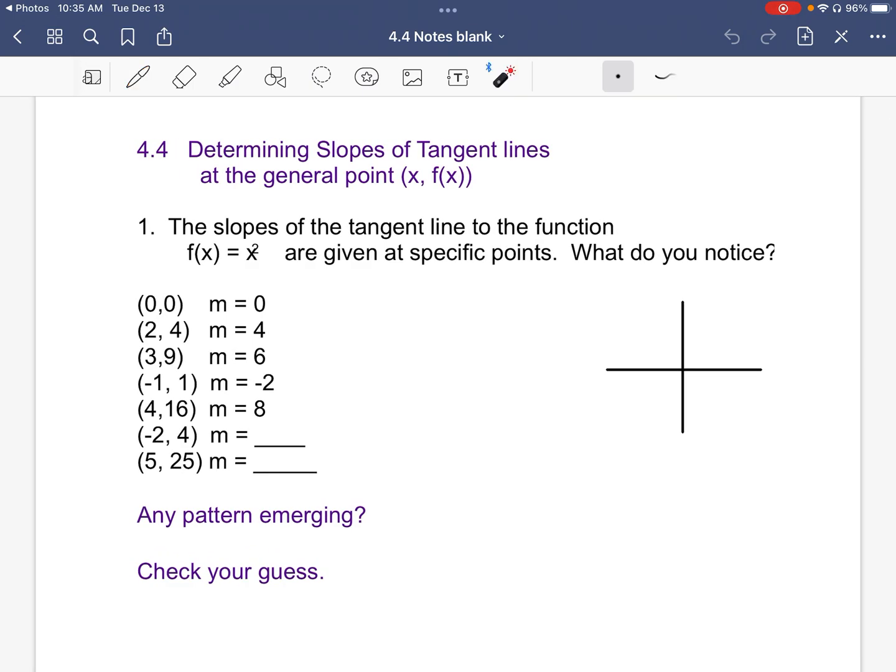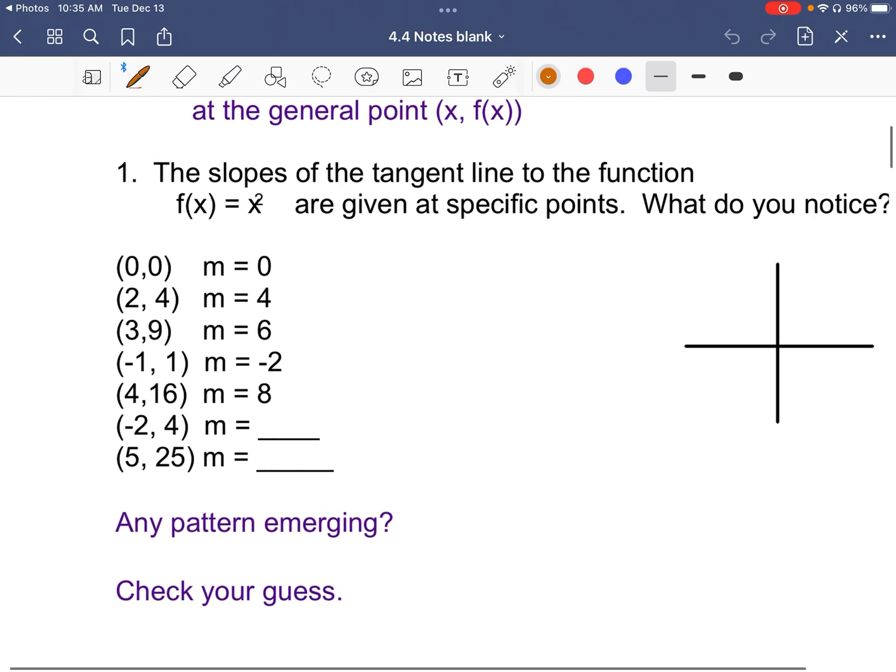We can find the slope of the tangent line at 0, which we would figure out as 0, at 2, at 3, at -1. If I asked you to do that, you would have to find the slope of the tangent line at 7 different points. That means 7 different equations, and that's not as fun. But you'll notice the pattern.